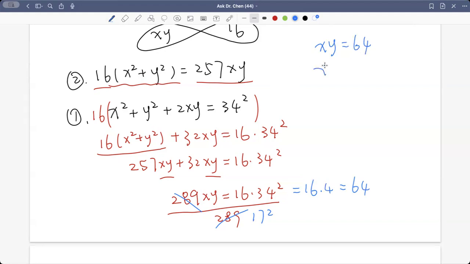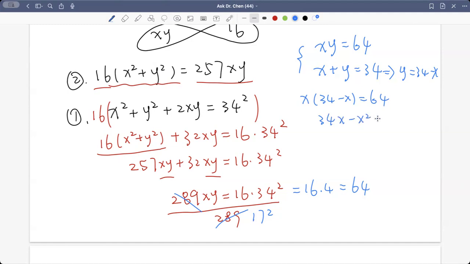Well, remember the first equation, we have x plus y equals 34. Now we can use these two equations. The second one gives us y equals 34 minus x. And then we substitute into the first one. We get x times 34 minus x equals 64. So we get 34x minus x squared equals 64. Let's move every term to the right-hand side, leaving 0 on the left-hand side. Negative x squared moves to the other side and becomes positive. Positive 34x becomes negative. Then we have this positive 64.